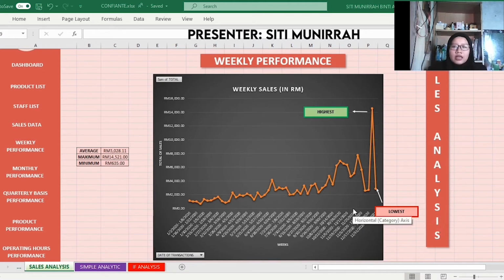But then in week 4, the weekly sales for our shop dropped to 635 ringgit, which was the lowest transaction compared to other weeks in 2020. So the accumulated average of weekly sales is around 3,028 ringgit and 11 cents. Based on these weekly transactions, most customers are assumed to have walked into our shop and purchased our products at the very end of the period for the year 2020. It was a holiday period for the majority of people in Malaysia.